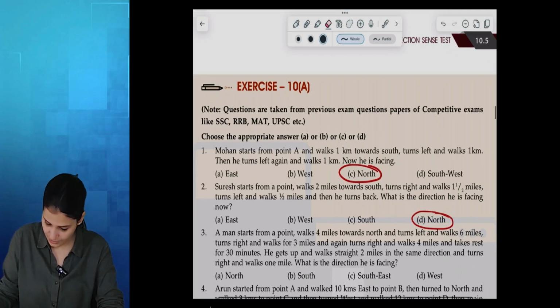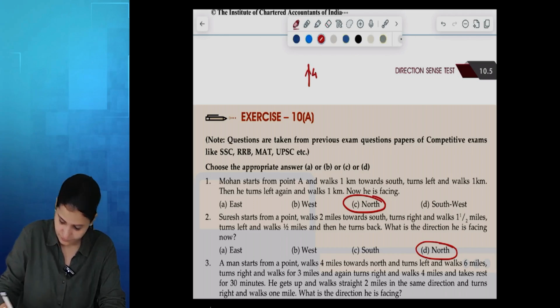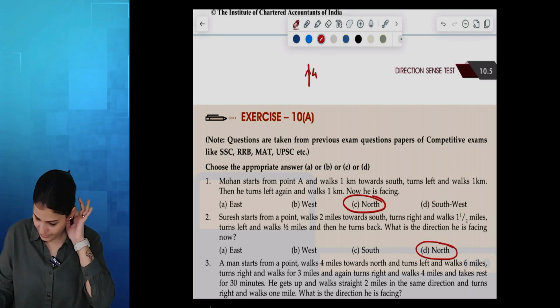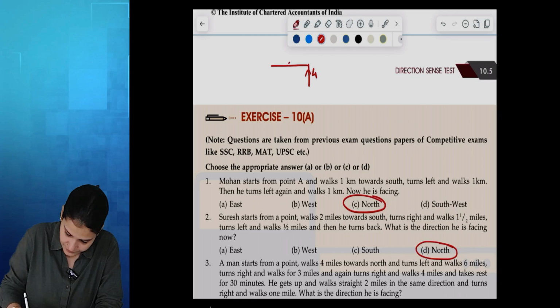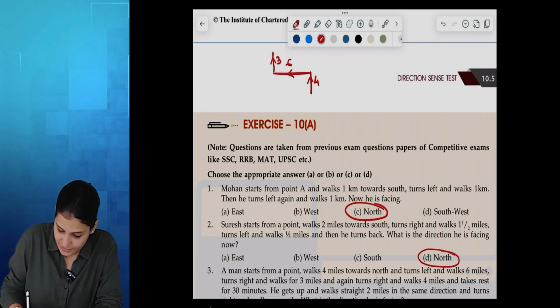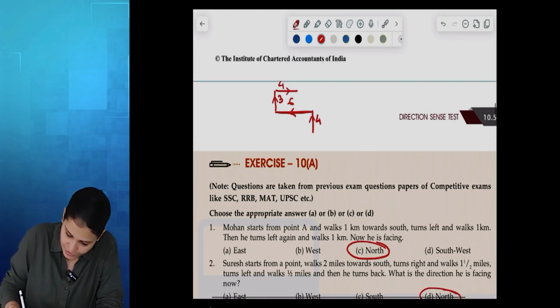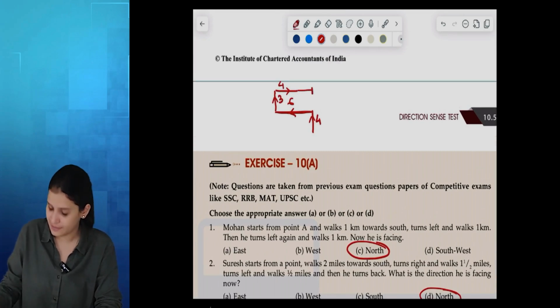South. A man starts from a point, walks 4 miles towards north, turns left and walks 6 miles, turns right and walks for 3 miles, and again turns right and walks 4. Earlier this length was 6, now I'm only walking 4. He takes rest for 30 minutes, that is irrelevant for us. He gets up, walks straight 2 miles in the same direction. So now it has become a complete 6 in the same line.